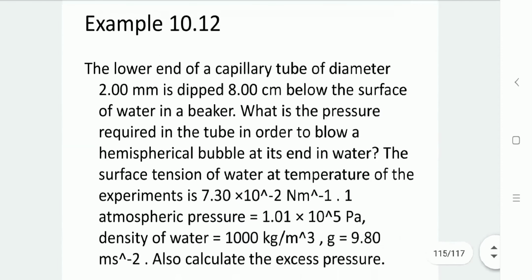See the example. The lower end of a capillary tube of diameter 2 mm is dipped 8 cm below the surface of water in a beaker. What is the pressure required in the tube in order to blow a hemispherical bubble at its end in water? The surface tension of water at the temperature of the experiment is 7.3 into 10 to the power minus 2 newton per meter. 1 atmospheric pressure equals 1.01 into 10 to the 5 pascal. Density of water is 1000 kilogram per meter cube. Acceleration due to gravity g is 9.8 meter per second square. Calculate excess pressure.